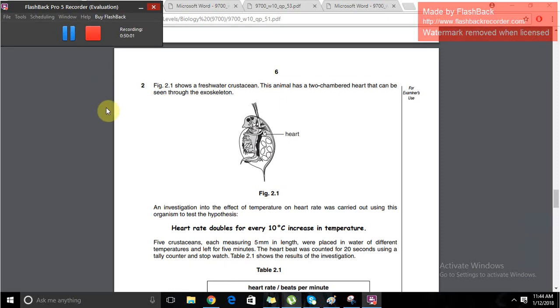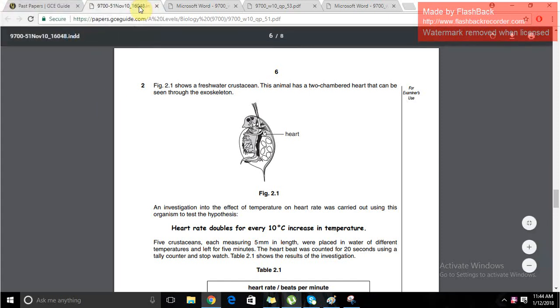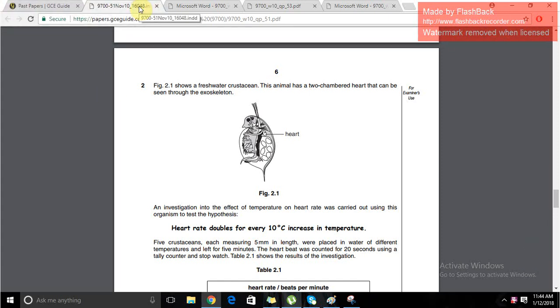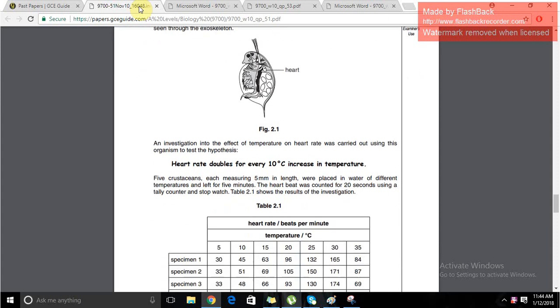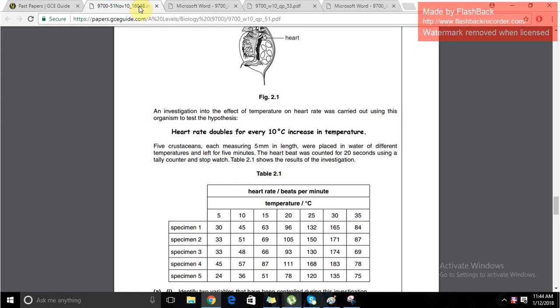And now on to question number 2. Figure 2.1 shows a freshwater crustacean, and the animal has a 2-chambered heart that is visible through the exoskeleton. An investigation into the effect of temperature on heart rate was carried out using this organism to test the hypothesis that heart rate doubles for every 10 degrees Celsius increase.